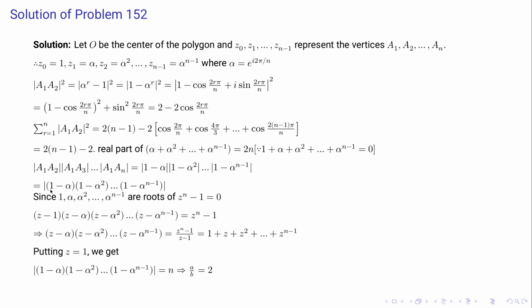Now we try to find B. B is (1 minus alpha)(1 minus alpha square) up to (1 minus alpha to the power n minus 1), and the modulus of that. Now these are roots of z to the power n minus 1. So (z minus 1)(z minus alpha) up to (z minus alpha to the power n minus 1) is equal to z to the power n minus 1. So (z minus alpha)(z minus alpha square) up to (z minus alpha to the power n minus 1) is equal to (z to the power n minus 1) by (z minus 1), which is equal to 1 plus z plus z square up to z to the power n minus 1. We substitute z is equal to 1, and we get the whole thing as n, which is B. So A by B is equal to 2n by n, that is 2.